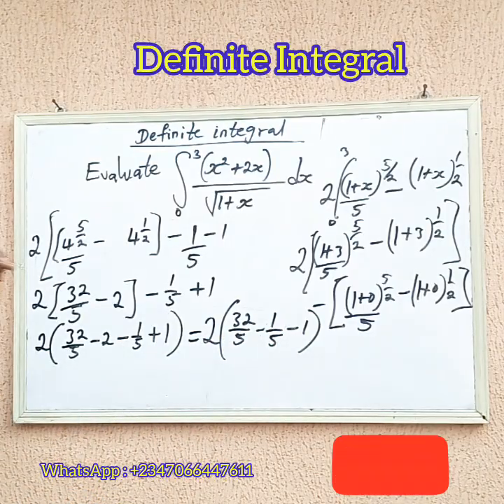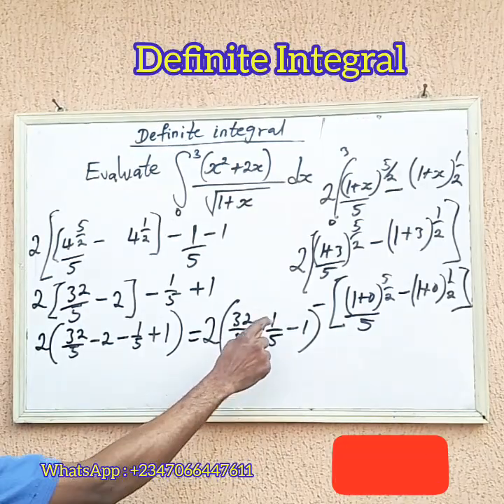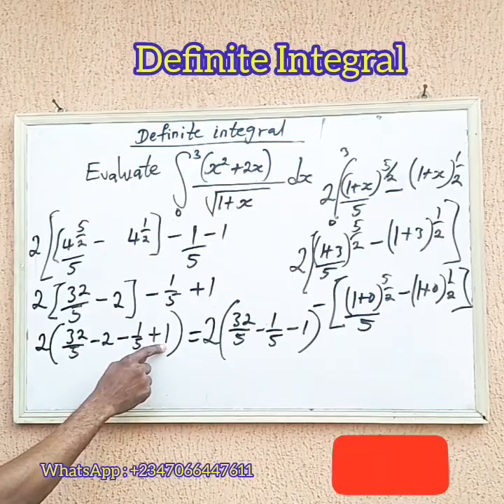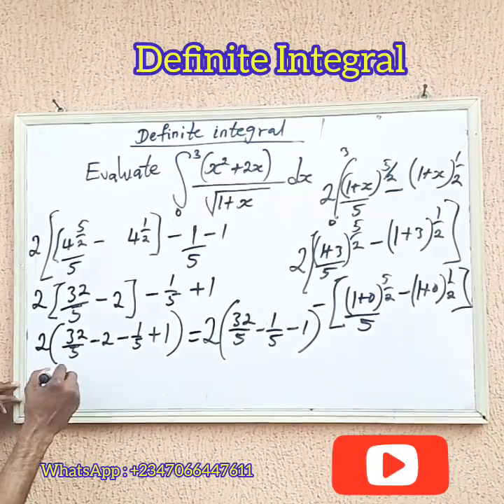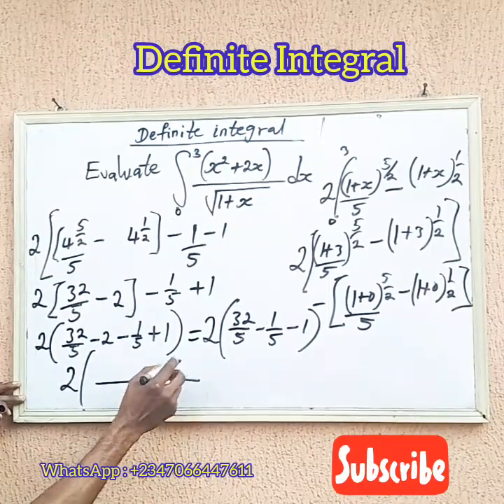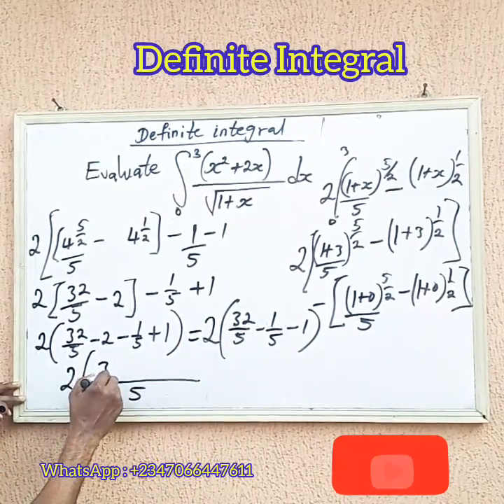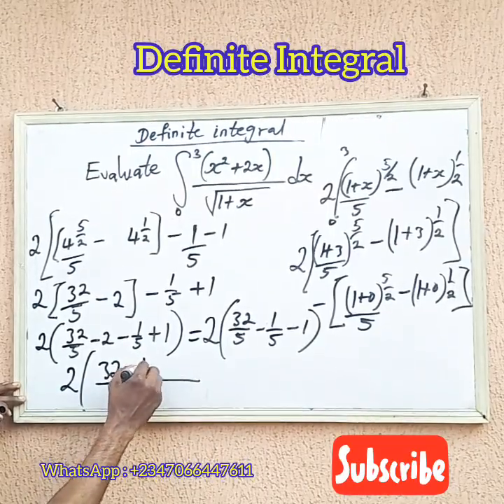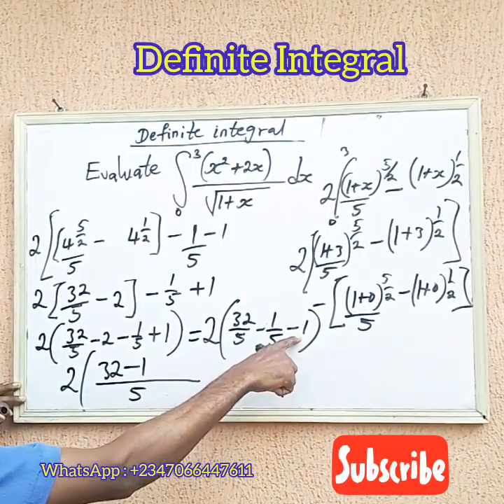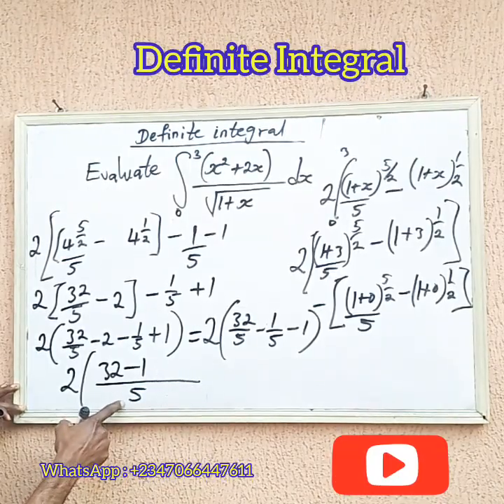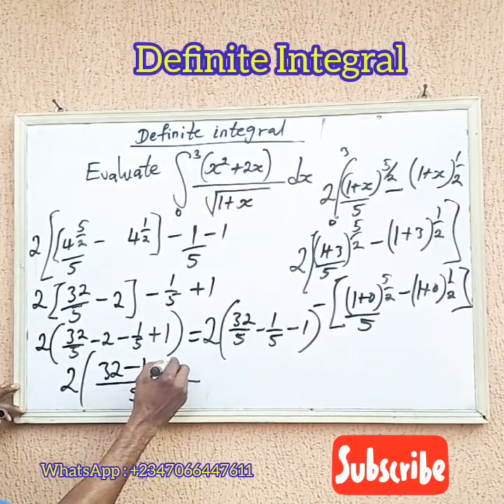So let us find the LCM. So the LCM is 5, of course. 32 over 5 minus 1 over 5 minus 1, because minus 2 here plus 1 is minus 1. So that we have 2 into the LCM, which is 5. 5 goes here, that is 32. Minus 5 goes here, 5 times 1, minus 1. Then here, 5 goes here, 5 times 1, that is minus 5.